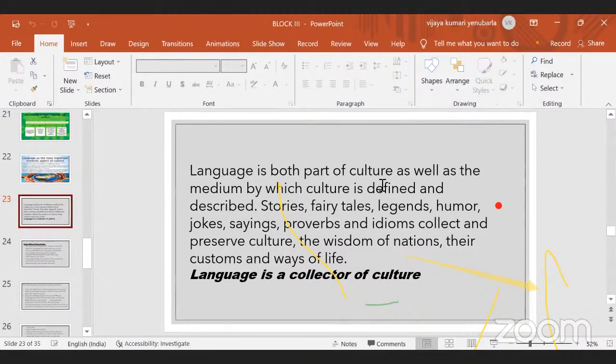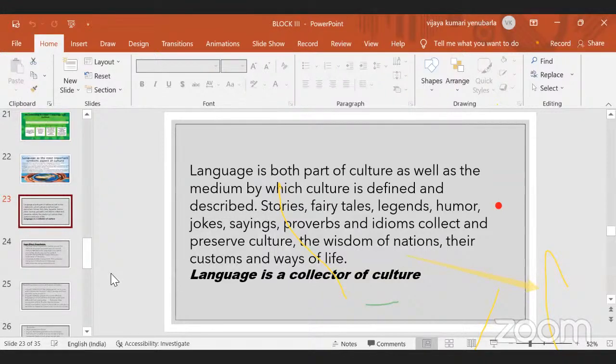So language is both part of culture as well as the medium by which culture is defined and described, as well as a collector. Stories, fairy tales, legends, humor, jokes, sayings, proverbs, and idioms collect and preserve culture, the wisdom of nations, their customs, and the ways of life. Okay, so you are literature students. You should remember this point very much. You should understand this.